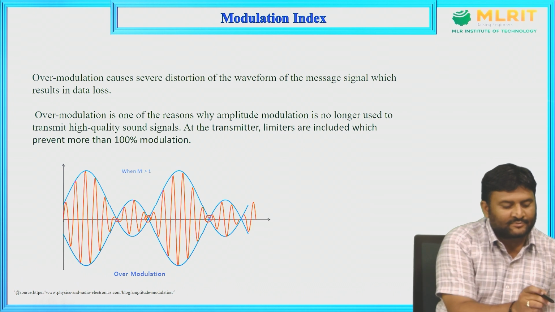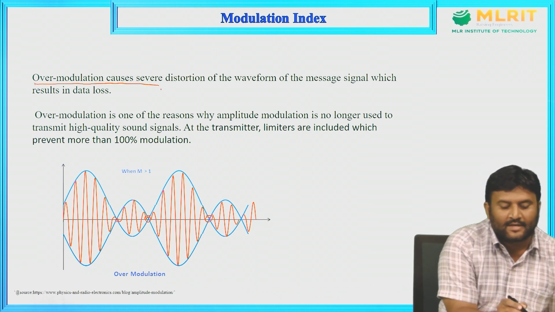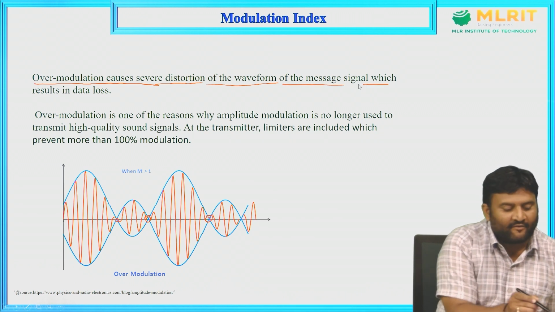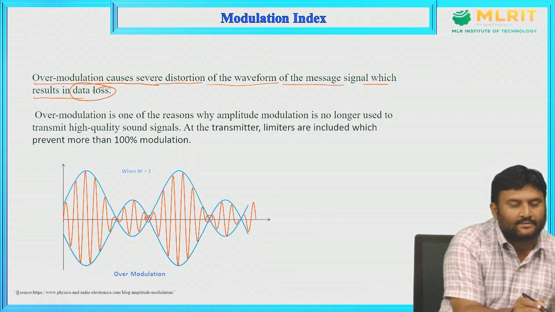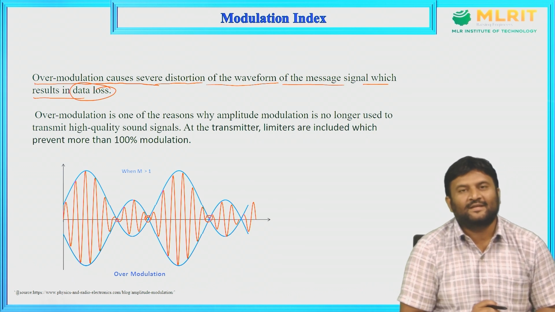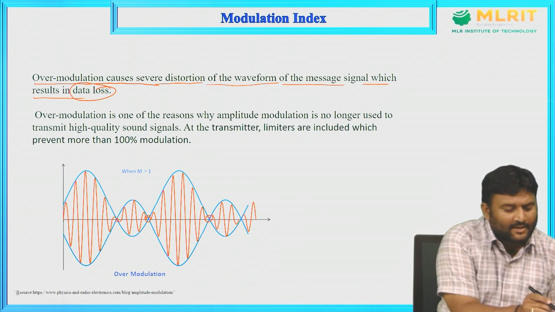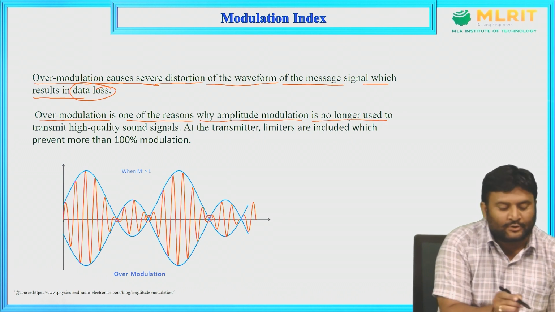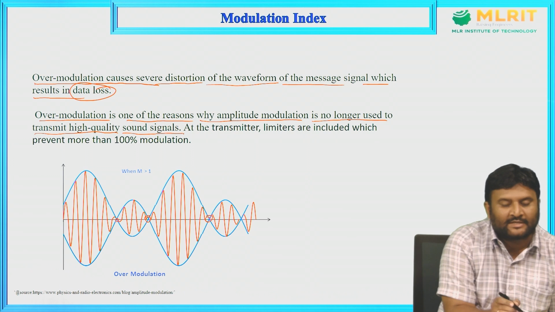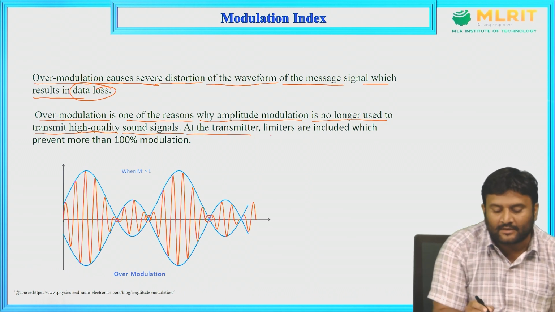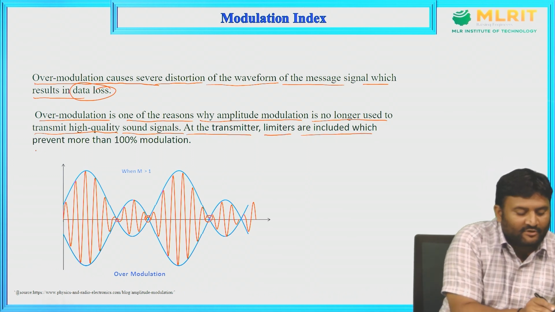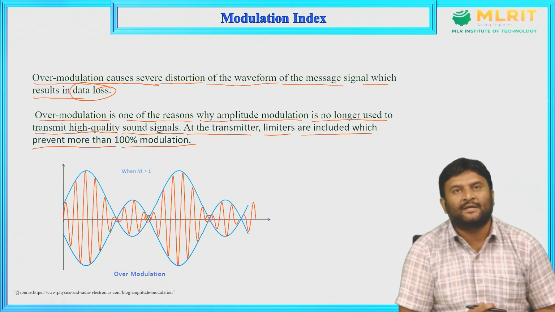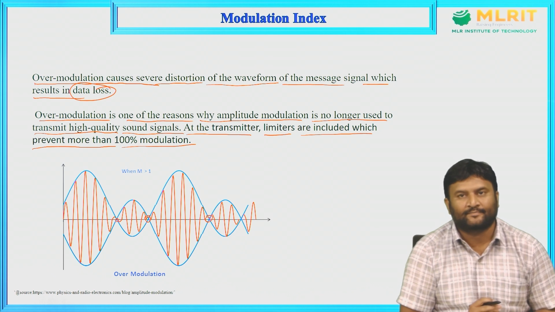Observe, over modulation causes a severe distortion of the waveform of the message signal, which results in data loss. This is the over modulation scheme. Over modulation is one of the reasons why amplitude modulation is no longer used to transmit high quality sound signals. At the transmitter, limiters are included which prevent more than 100% modulation. Therefore, a certain amount of data loss happens in the case of over modulation techniques.